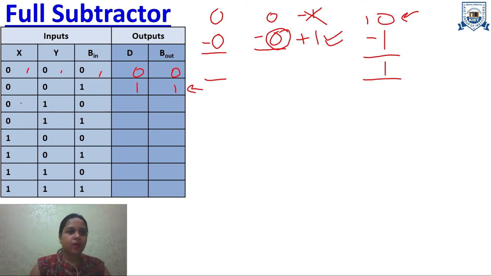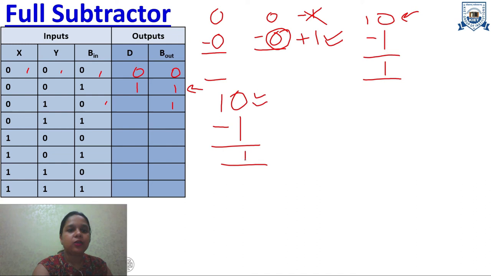Next is 0 minus 1, and there is no borrow input. In this case 0 minus 1 again is not possible, so you have to take a borrow. If you are taking a borrow, you will write 1 over here. Now again this value is 2, and 2 minus 1 is 1. So you will write difference 1.